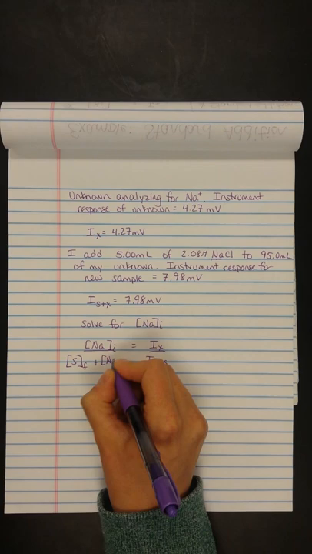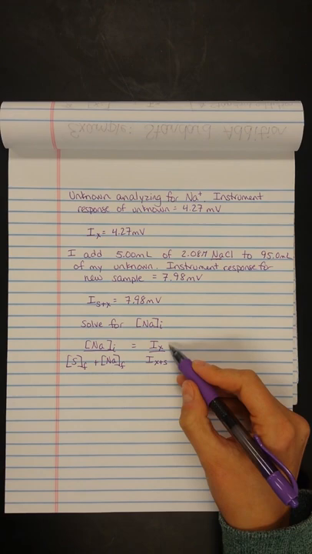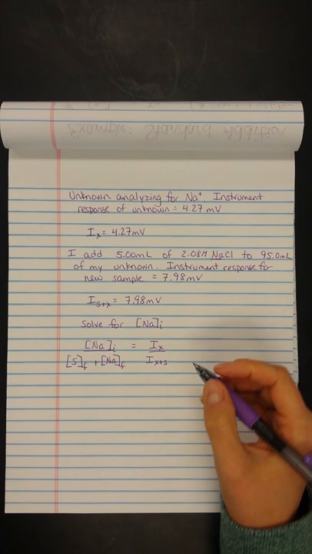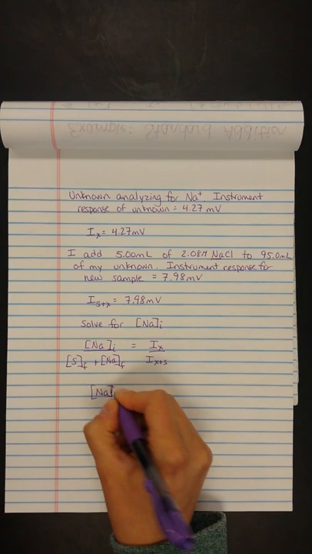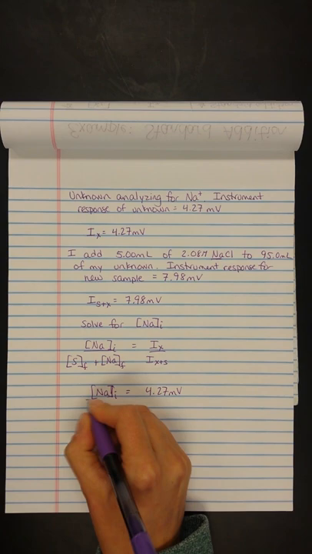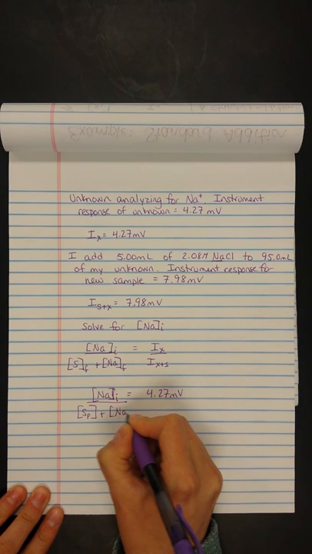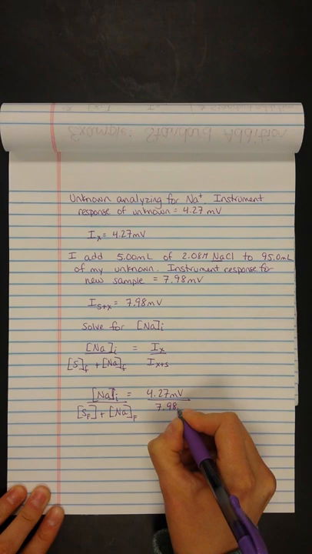Okay, so let's start filling in some things here. First of all, it's very easy to fill in our instrument responses. Those are given for us right here. So we have sodium initial, oops, I drew my brackets backwards, is equal to 4.27 millivolts over my standard final plus sodium final, which gives me an instrument response of 7.98 millivolts.